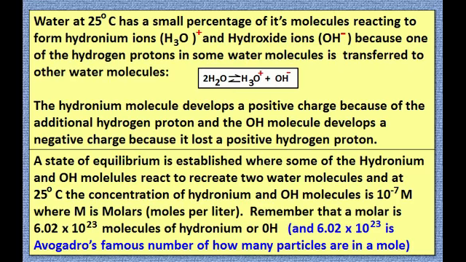A state of equilibrium is established where some of the hydronium and hydroxide molecules react to recreate two water molecules, and at 25 degrees centigrade, the concentration of hydronium and hydroxide molecules is 10 to the minus 7 molars. Remember, a molar is 6.02 times 10 to the 23 molecules of hydronium or hydroxide, and 6.02 times 10 to the 23rd is Avogadro's famous number of how many particles there are in a mole.